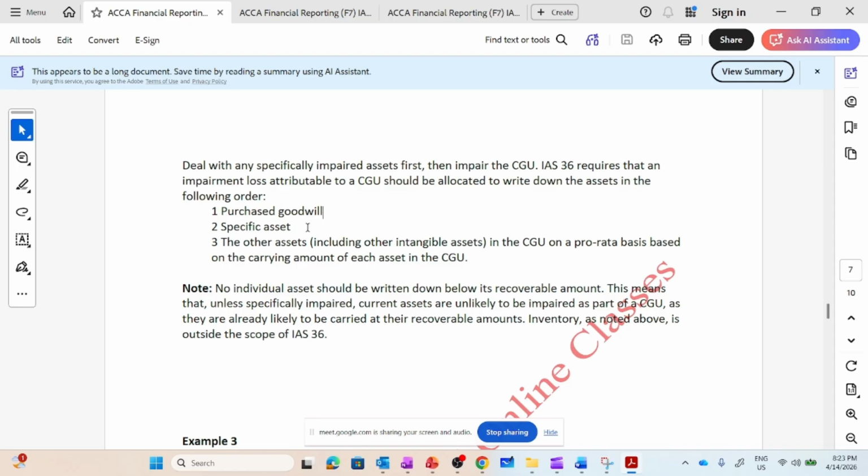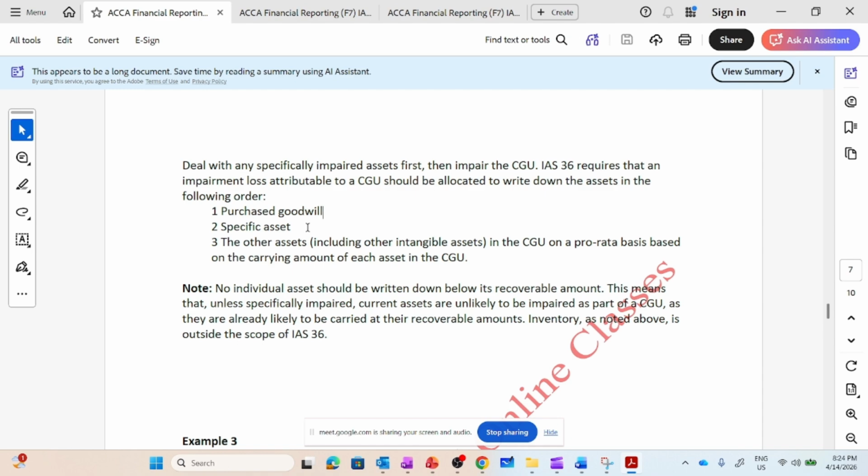The third aspect, the other assets, including other intangibles in the CGU, on a pro rata basis. In other words, the remaining assets, which are not goodwill and not a specific asset, we are going to prorate the impairment based on the value of the asset. We are going to prorate based on the carrying value of the asset. So these three concepts, you need to have in mind when we are talking about the impairment for cash generating units. You need to be mindful, you need to understand this step.